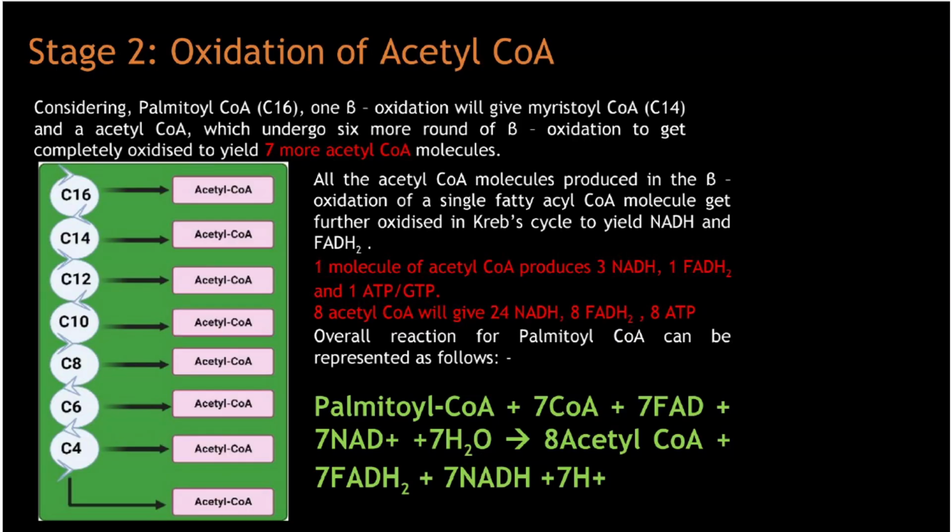Just for your revision, one thing you must remember is that when palmitoyl coenzyme A, a 16 carbon fatty acid, is oxidized, beta oxidation will occur. It will give us 7 FADH2, 7 NADH plus 7 protons. So these are the things that we are going to get from the beta oxidation of palmitoyl coenzyme A, and also 8 acetyl coenzyme A will be provided.